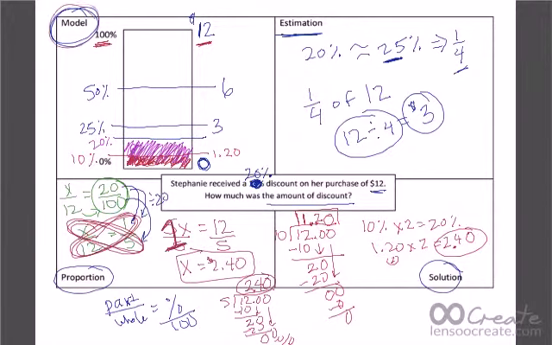So either way works, either really using the model with the percent bars or using my proportion, whatever works for you. But today we're going to really focus on using both to help solve our problems and to make sure we're getting the right answer. But again, you're able to use both. If you like the proportion, if you like numbers, you can definitely use that one. If you like the models because you work better with pictures, you can use that one too. All right, this is the first problem. Let's go on to the second.